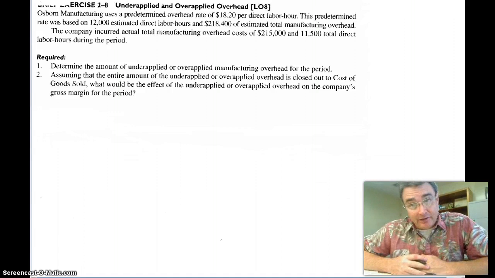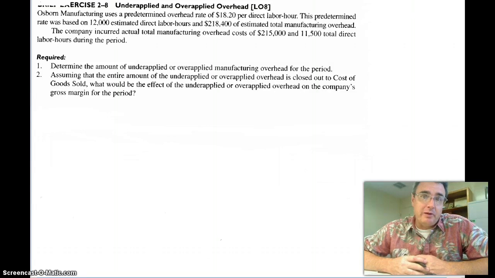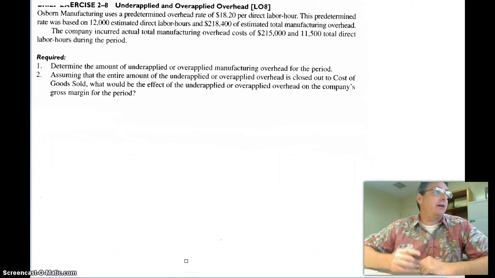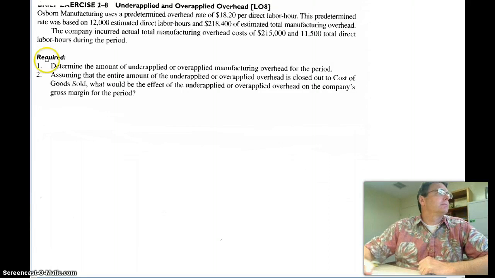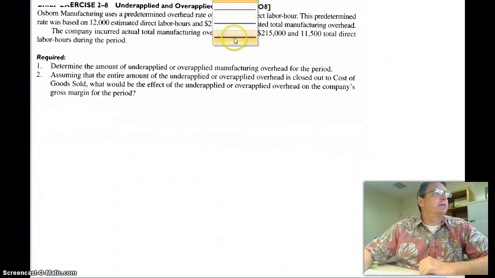Now, wasn't it nice that they already calculated the predetermined overhead rate for you? I probably won't be that generous on the exam. So let's just make sure that we understand how to do it. I've got to get my pencil working just a moment.